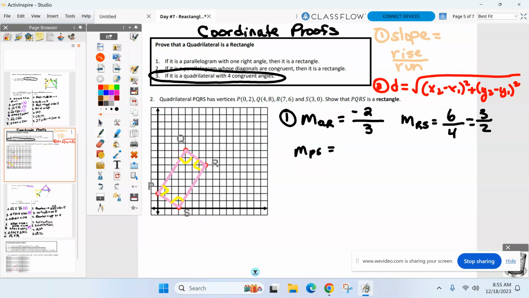And again, what do you notice for PS? Negative 2/3 for your slope. And darn it, it should. We're telling you already this is a rectangle. You got to show me why. So if you get negative 2 over 4, either A, you counted wrong, or B, you graphed a point wrong. These should all come out like this. It is a rectangle, guys. You just got to show me why.